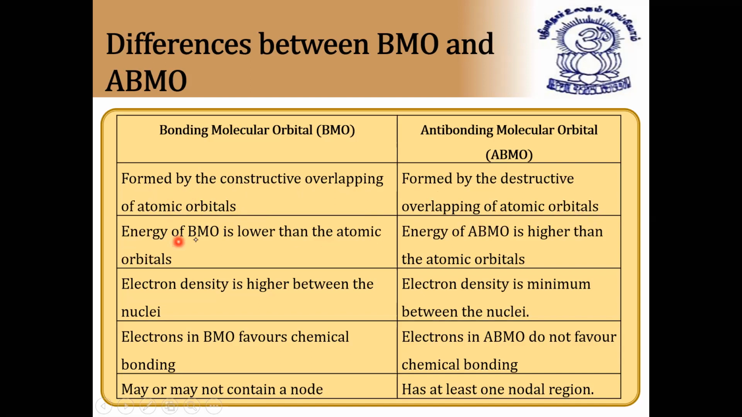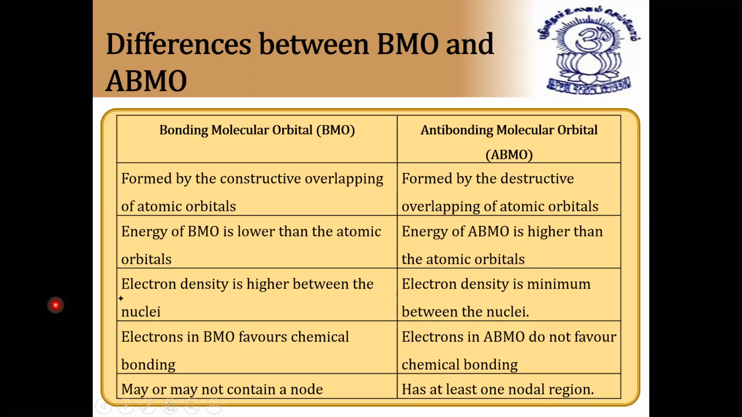Energy of bonding molecular orbital is lower than the atomic orbitals. Very important point: the bonding molecular orbital is lower than the individual atomic orbitals. This means sigma 1s is less than s orbital. Energy of antibonding molecular orbital is higher than the atomic orbitals, meaning sigma star 1s is greater than s orbital. So the energy of antibonding molecular orbital is higher than atomic orbitals.